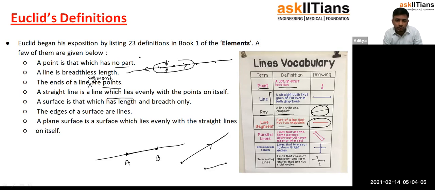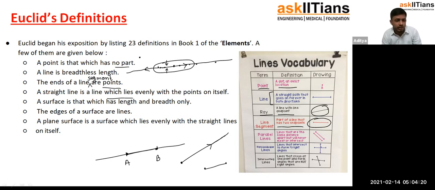There are infinite points on a line. They are laid out evenly. So basically, there is no up or down. They are just laid out evenly in a very uniform manner, and that basically constitutes a straight line, right?